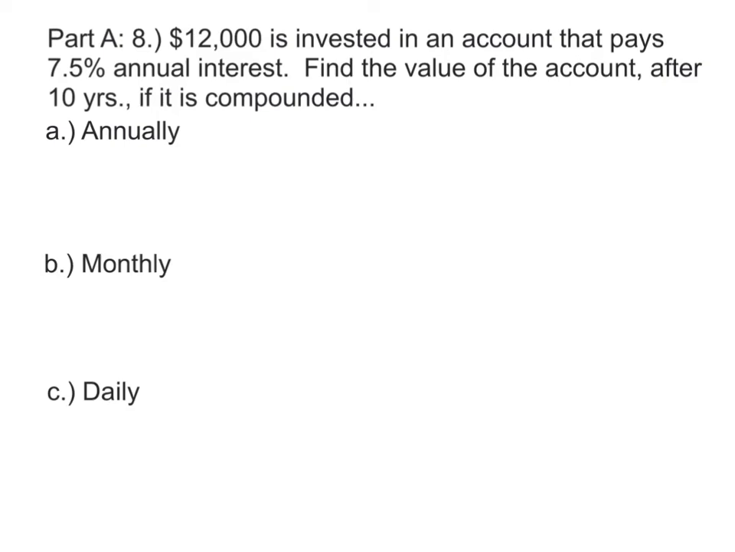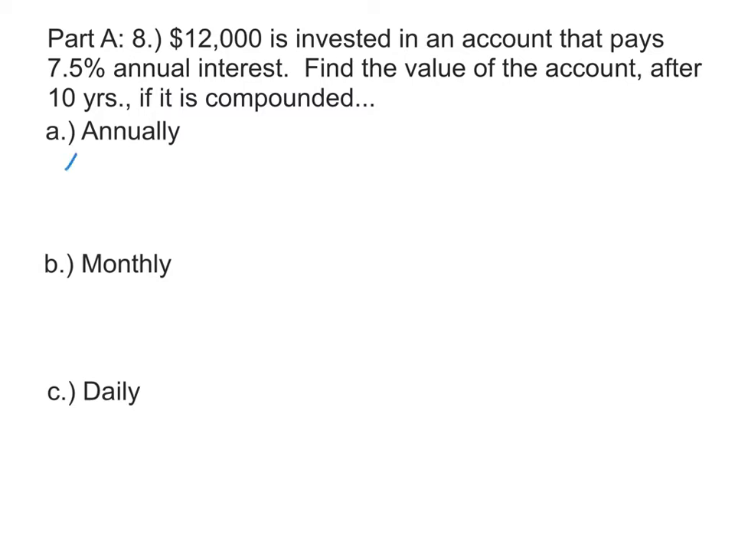$12,000 is invested in an account that pays 7.5% annual interest. Find the value of the account after 10 years if it's compounded annually, monthly, and daily. The first thing to do is to set up our compound interest formula.